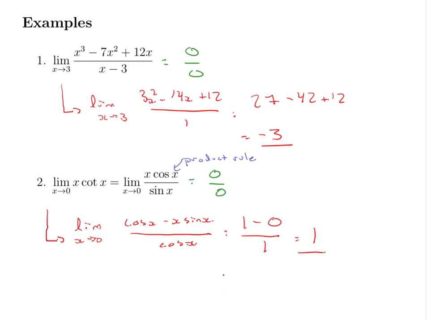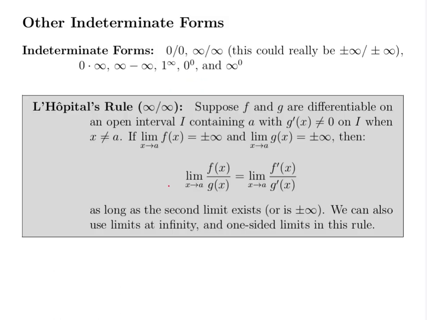So these work out to be pretty easy as long as we keep our wits about us. Don't do the quotient rule on these. Just take a look at the derivative of the top and the derivative of the bottom. This is where things get a little bit tricky. We've got some other versions of indeterminate forms; these are the two basic ones that we're going to look at.